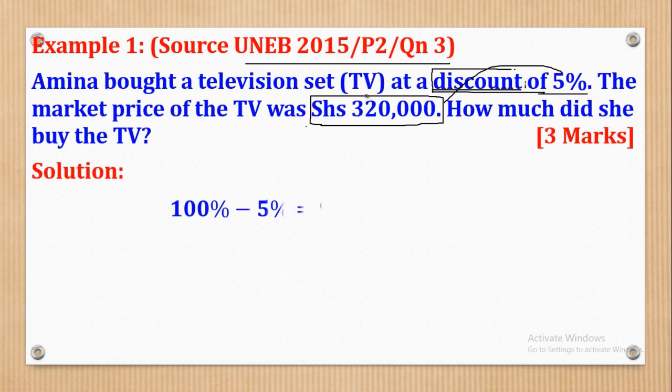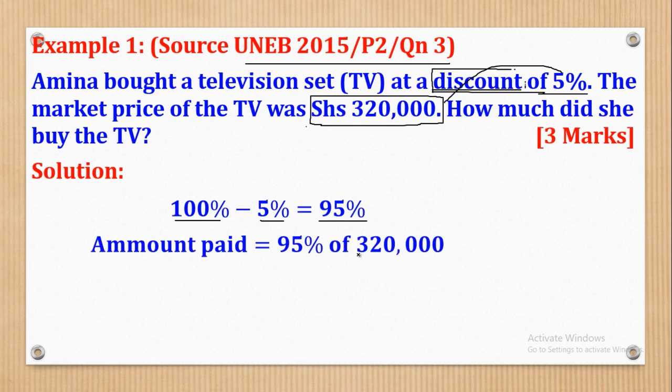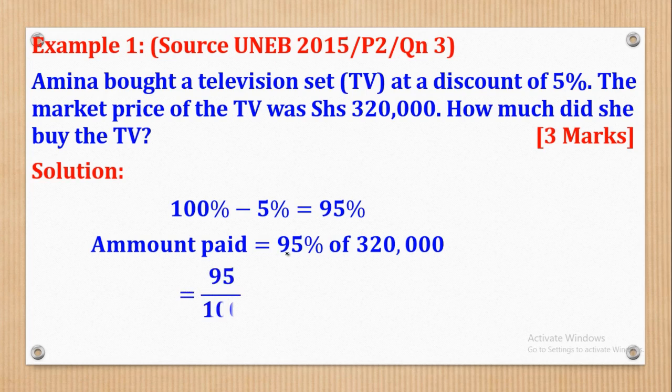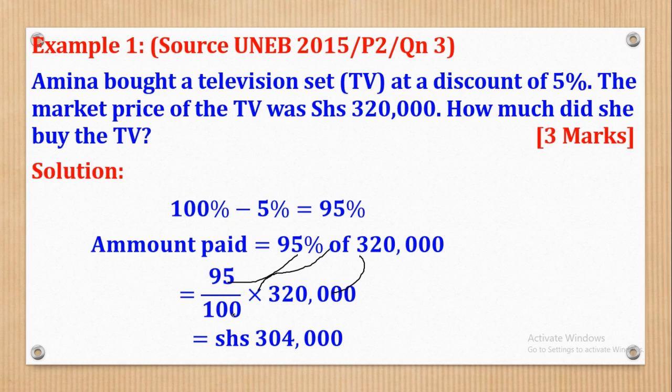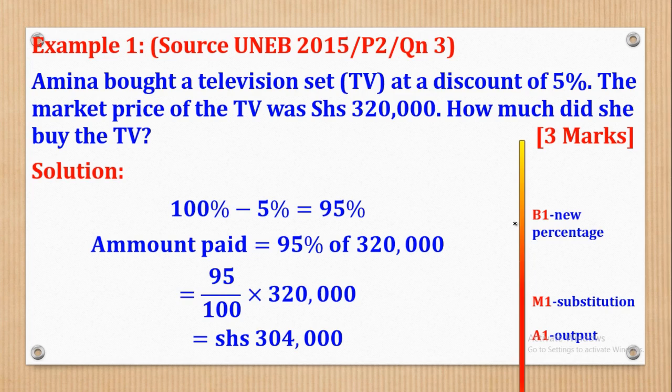So the first thing to do is to get the new percentage, which should be 100 minus 5 to come up with 95%. Therefore the new price will be 95% of the old price. Therefore 95% means 95 over 100, and of means multiplication, then the old price remains the same. When I use the calculator, I'll come up with the amount being equal to 304,000 shillings. Basically that's what they wanted, and now let's see how marks can be awarded. B1 will be for getting the new percentage, M1 will be for substituting, and A1 will be for the output. So basically that's how the 4 marks could be awarded.